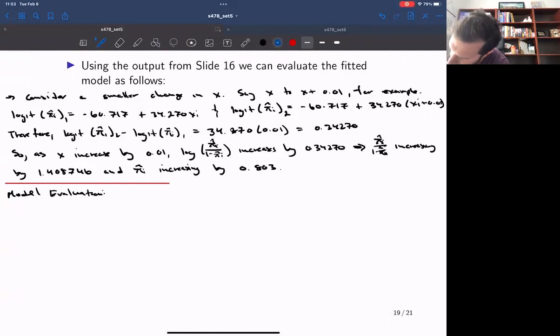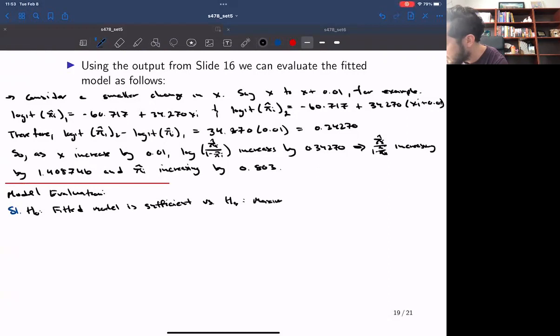All right, so we have step 1, H0: the fitted model is sufficient versus HA: the maximal model is required. Okay, on step 2, we have alpha equals 0.05.